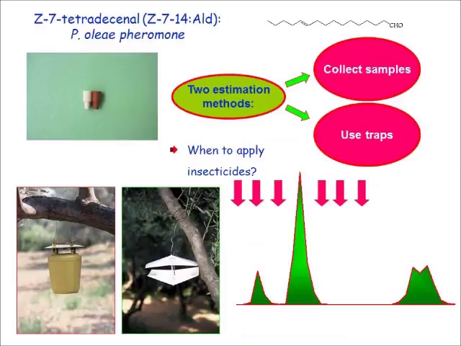There are 2 ways to estimate the size of the population of the olive moth in the olive orchards and decide when to apply insecticides: either by collecting samples of olive leaves, flowers and fruits, or by using traps. Let's say that we want to spray against the second generation when the population reaches its peak. When is the best time to spray? Before the peak, right on the peak, or after the peak? And when we say before the peak, how long before the peak? In the same way, when we say after the peak, how long after the peak?